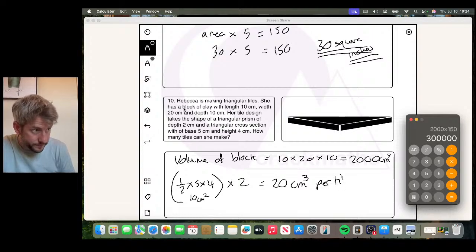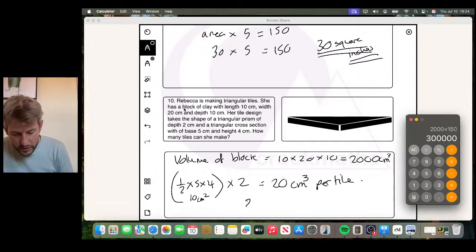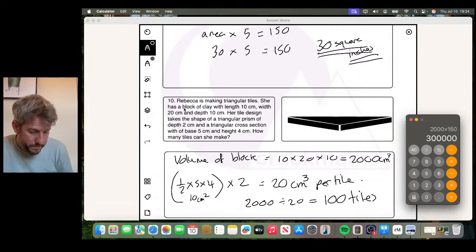So how many do we get if we've got 2,000 centimeters cubed? So if we do 2,000 divided by 20, that leaves us with 100 tiles that she can make.